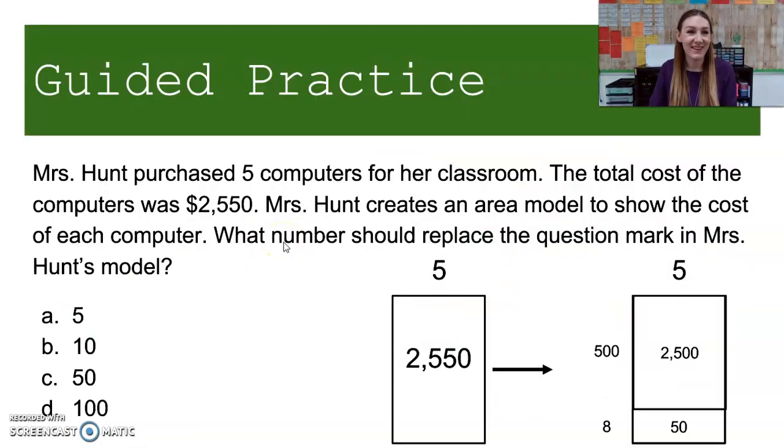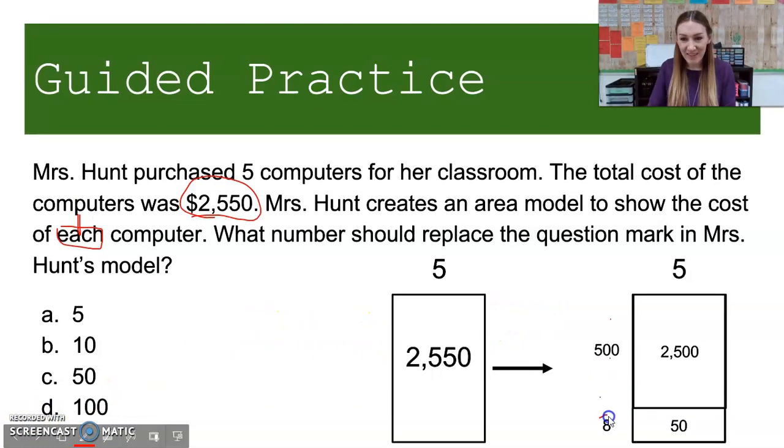All right. Miss Hunt purchased 5 computers for her classroom. The total cost of the computers was $2,550. Miss Hunt creates an area model to show the cost of each computer. What number should replace the question mark in Miss Hunt's model? So I think this 8 was supposed to be a question mark. So we'll go ahead and look at that. We're going to work it through just because.